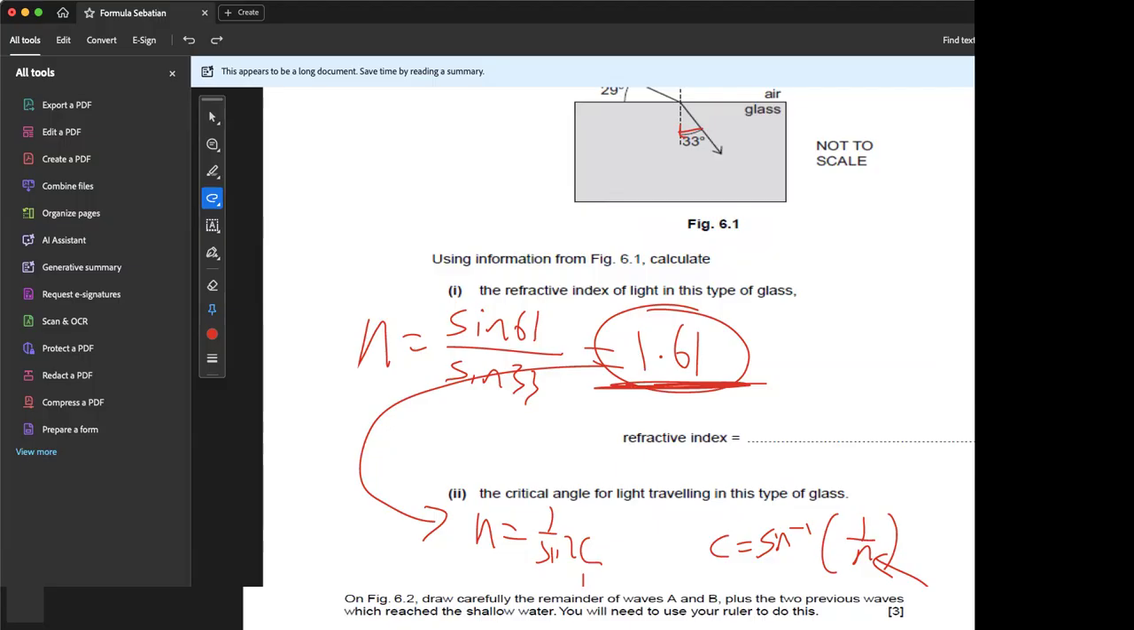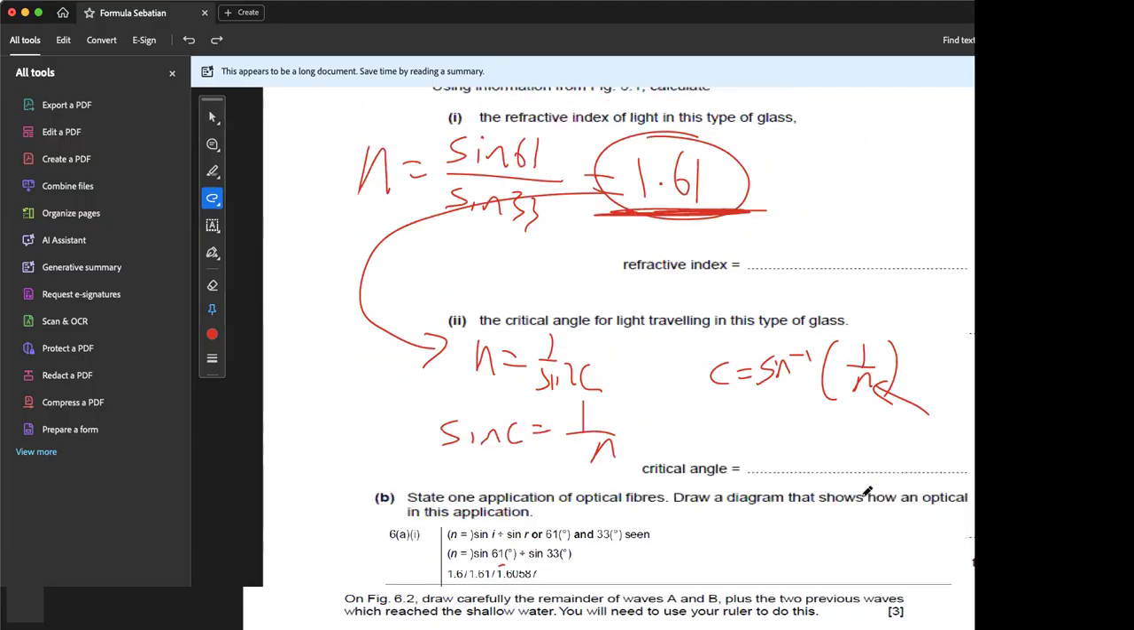Alright guys, we stop class here today. Everyone got your answer already. Our critical angle should be somewhere around 38 point something, 6, maybe 5.